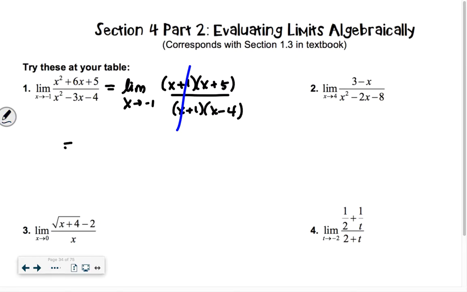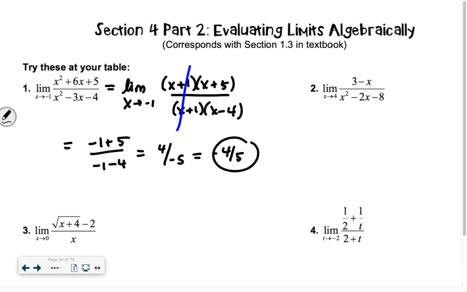So when you plug in -1, you get -1 plus 5 over -1 minus 4. So you should have an answer of 4 over -5, which is -4/5. Did you guys all get -4/5 for that first one? Awesome. Okay, so the next one's a little bit different.